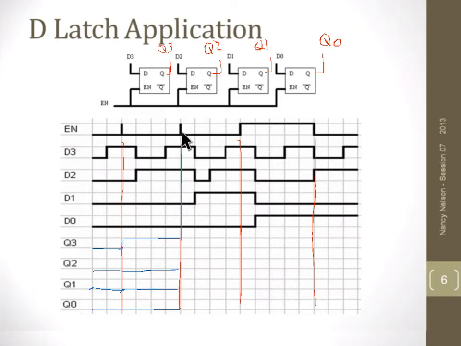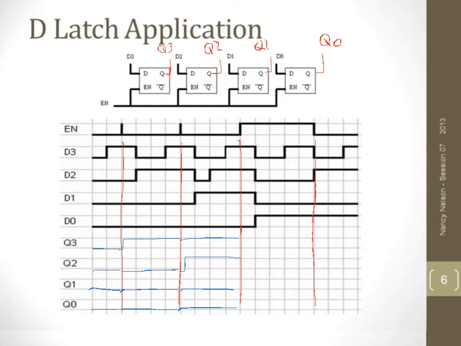We get to our next sample and hold point. We have D3 and D2 high this time, and D1 and D0 are low, so let's mark those in. Q3 is going to stay high, Q2 is going to go high, Q1 and Q0 are going to stay low. Now we come to our window. What's going to happen? We're going to follow D3 on Q3.